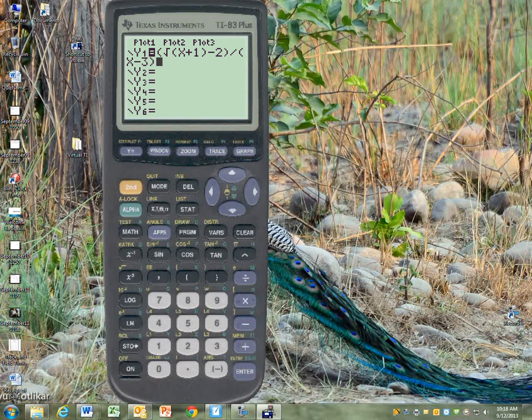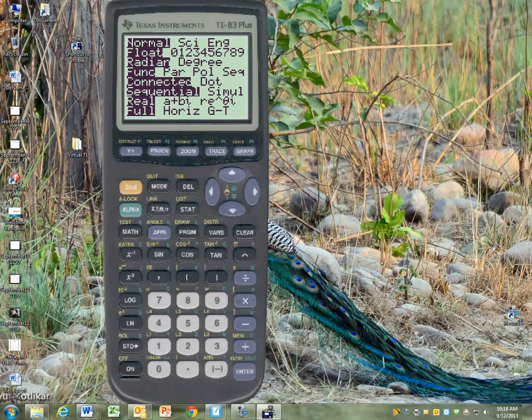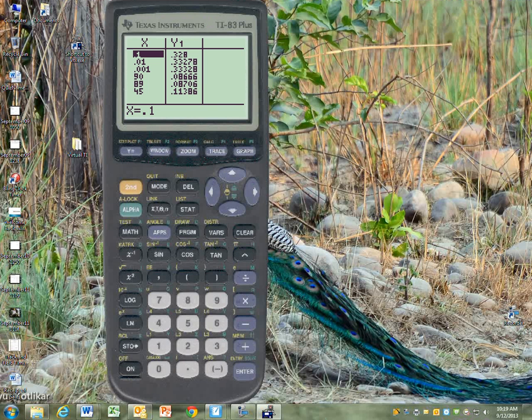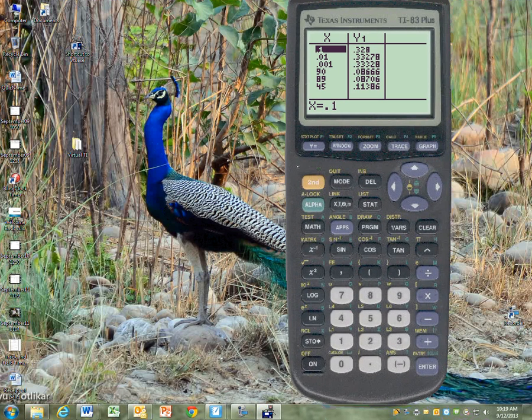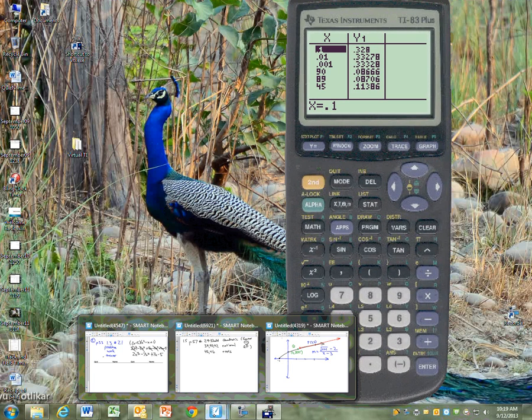Everybody see that? You get out of T by going into mode, go down to function instead of polar. Now, you don't have to graph it. All you have to do is go second table. And let's see what happens when we go to our table.